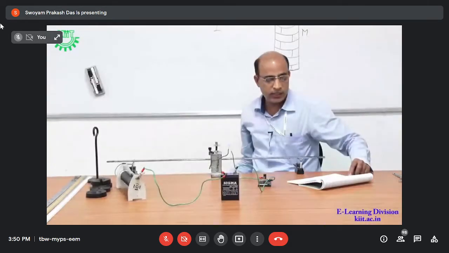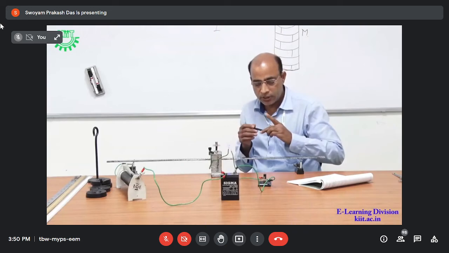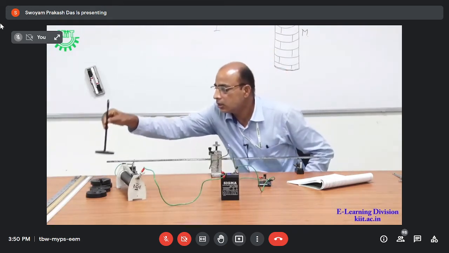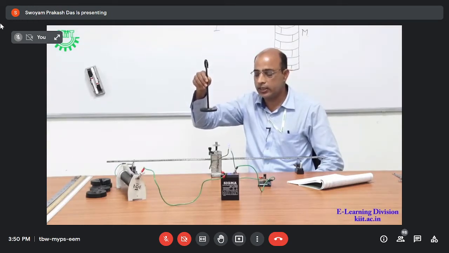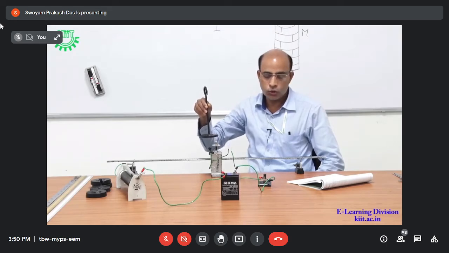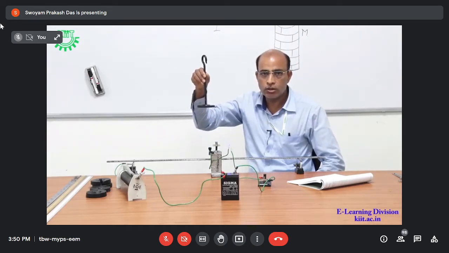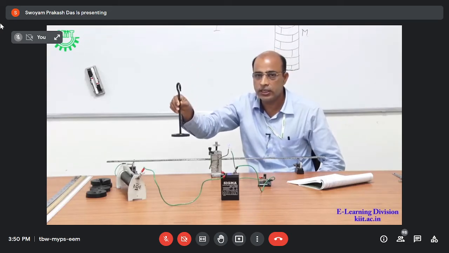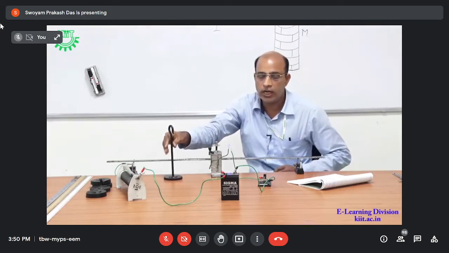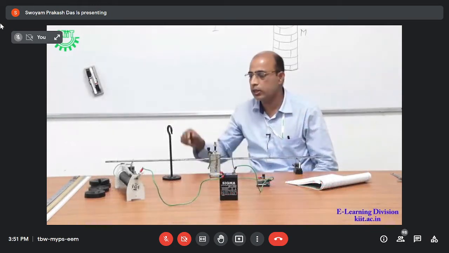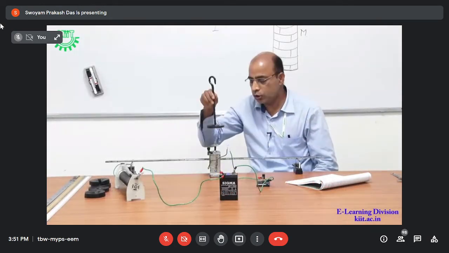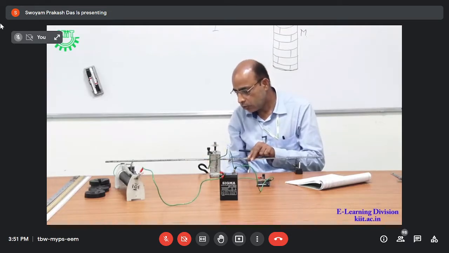Now in the second observation we will provide a 500 gram load, that is a long hanger. This hanger is 500 gram, and that will be provided in the second observation. Before we provide the load, the reading is 25. So the initial reading for the second observation will be noted down as 25, because we will provide the load when the reading was 25. So we will provide the load here.